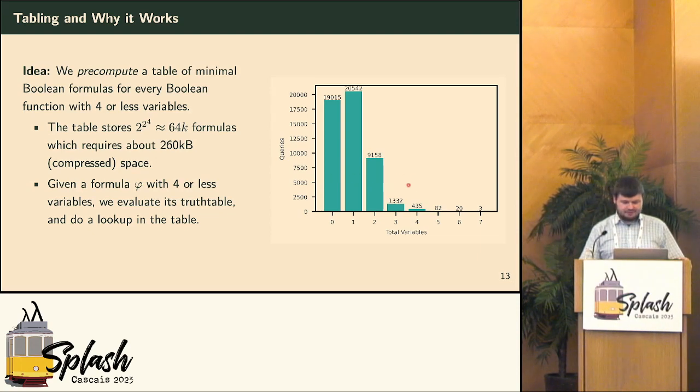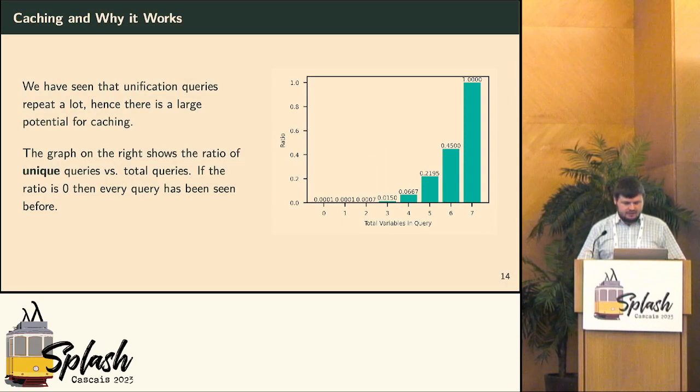This is the distribution of queries and how many variables they have. So there's really just a long tail of a few queries that have many variables. Most of the queries have very few, even 0. That's like true and false, pure and impure functions. Okay, so that explains why tabling works.